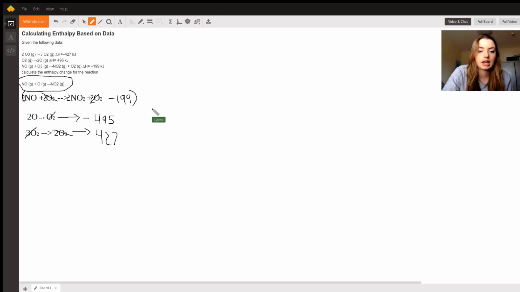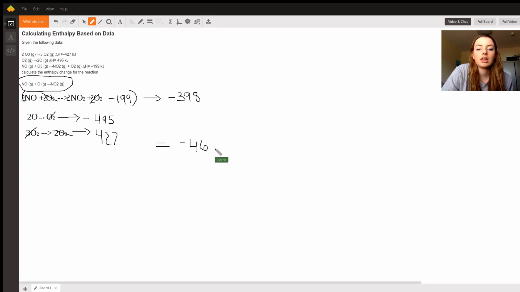So let's go ahead and add up our values. And remember, we multiplied this whole equation by 2. So our new enthalpy value, let me use my calculator here, is going to be negative 398 for this equation here, because we multiplied it by 2. So now we can go ahead and add all these together. And once you add up negative 398, negative 495, and 427, it gives us a net value of negative 466 kilojoules. But we're not done quite yet.